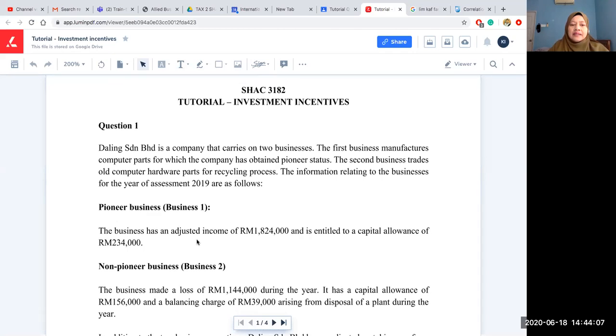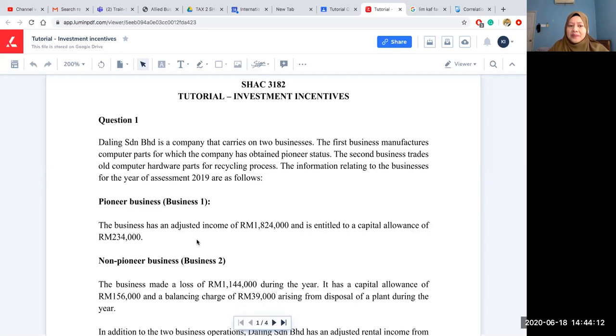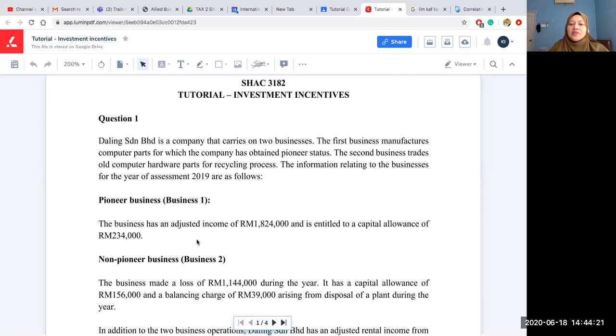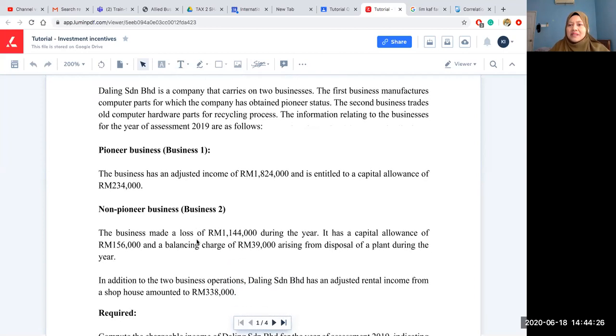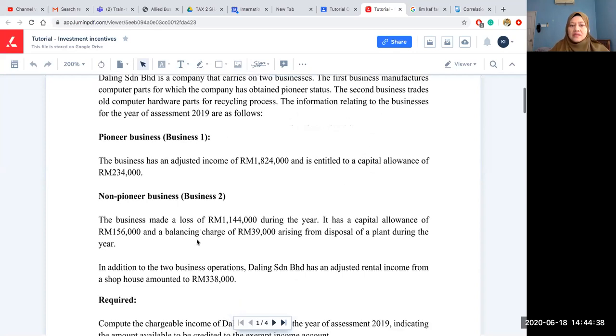Darling Sendian Berhad is a company that carries on two businesses. The first business manufactures computer parts for which the company has obtained pioneer status. The second business trades all computer hardware parts for recycling process. The information relating to the businesses for the year 2019 is as follows. You have the pioneer business, business 1, which has a business adjusted income of 1.824 million and is entitled to a capital allowance of 234,000. That is your business 1, which is under pioneer status.